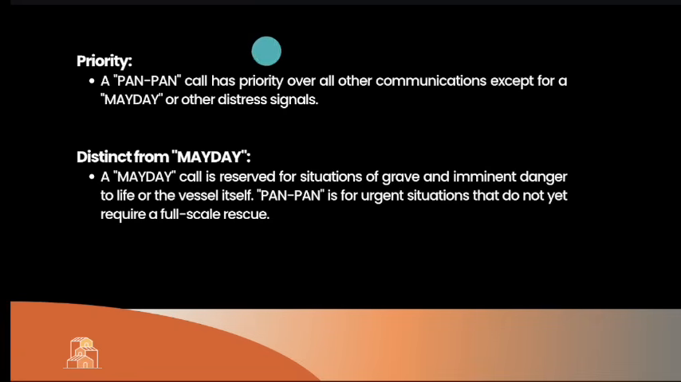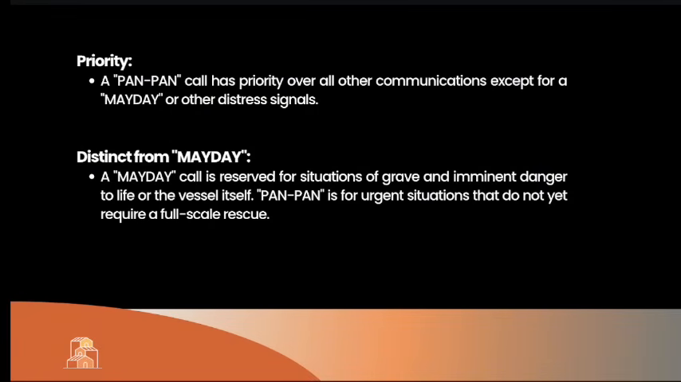So again, Pan-Pan has priority over communication except for the Mayday distress signal. The Mayday call is reserved for situations of imminent danger to life or the vessel itself. Pan-Pan is used for an urgent situation.